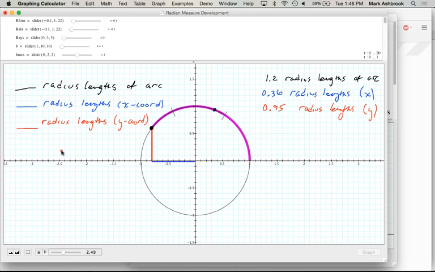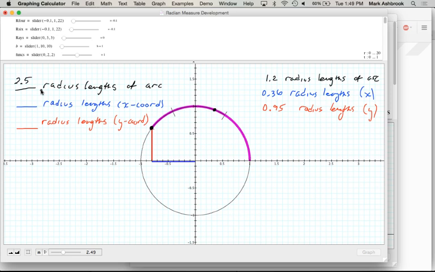Okay, what do we think? How many radius lengths of arc? Okay, so it's actually like 2.5, it's just 2.49, but it's 2.5. So 1, 2, and this is a half. This is about a half of 1 radius. So you should get something like 2.5.